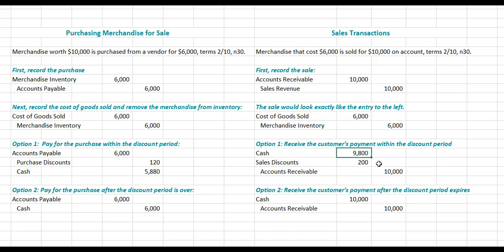Okay, now you can see our total debits equal our total credits. Be careful with your amounts here and just give it a sniff test. Look at it. If you get $1,000,000 here, then something's wrong. Now if we receive the customer's payment after the discount period expires, then we'll get $10,000 in cash from the customer, and we'll again take that $10,000 out of the receivable.